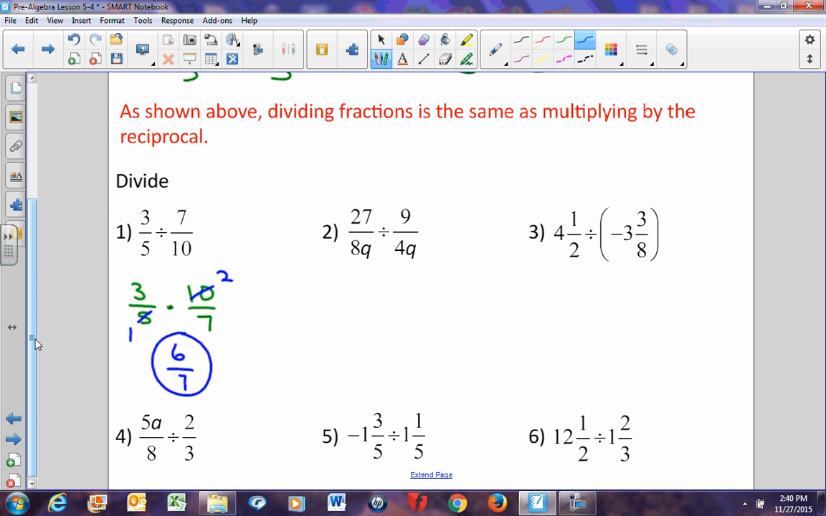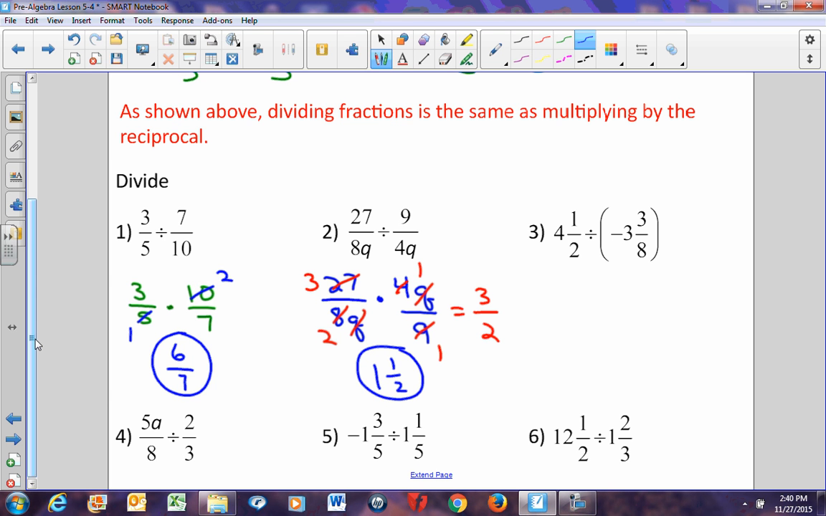27 over 8 cubed divided by 9 over 4 cubed. Keep the first fraction, 27 over 8 cubed. Change the division sign to a multiplication sign. Flip the second fraction, so we change the second fraction. Now we reduce if we can, cross cancel if we can. The cubes cancel out. 4 goes into itself once, it goes into 8 twice. 9 goes into itself once, it goes into 27 3 times. Multiply straight across the top, we get 3. Straight across the bottom, we get 2. And 3 over 2 reduces back to 1 and 1/2. So the answer to that fraction is 1 and 1/2.